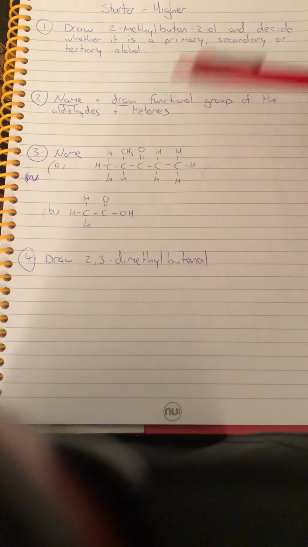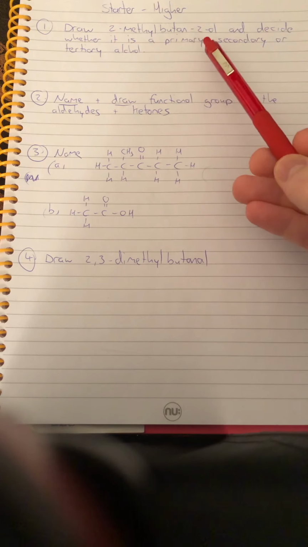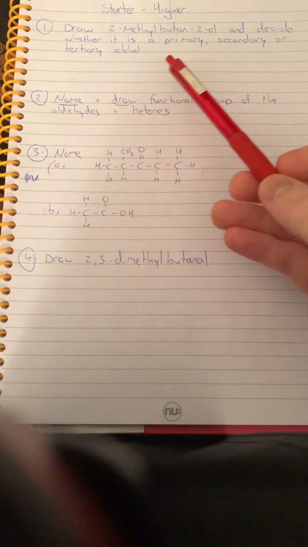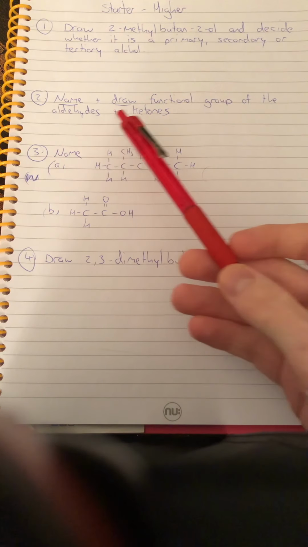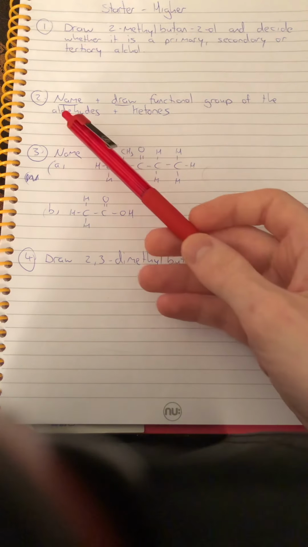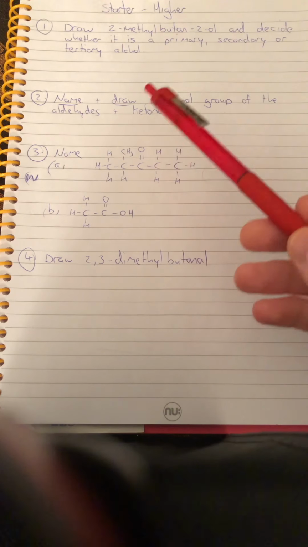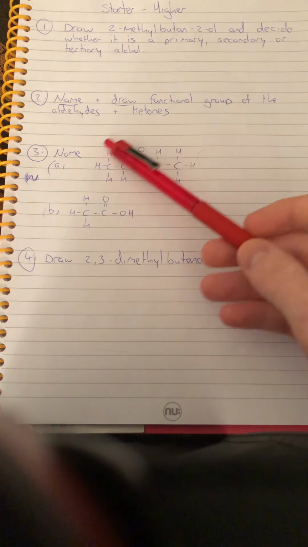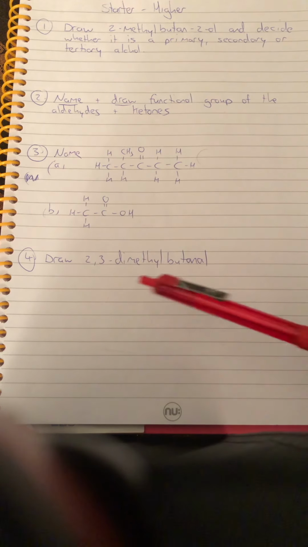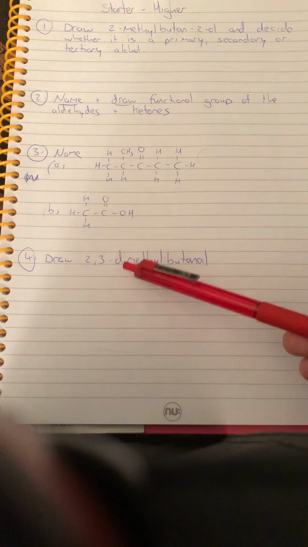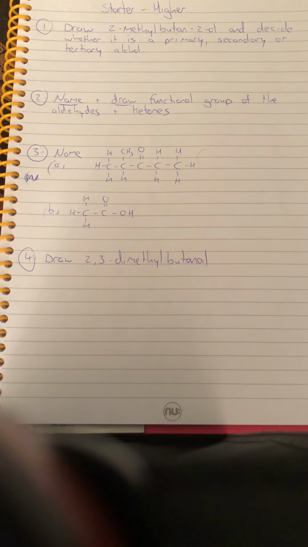So we've got 4 questions. First question, I want you to draw 2-methyl butanol and decide whether it's a primary, secondary or a tertiary alcohol. Question 2, I want you to name and draw the functional group of aldehydes and ketones. Question 3, I want you to name this molecule. Question 3b, I want you to name that molecule. And then question 4, I want you to draw 2,3-dimethyl butanol. Okay, so as usual, pause the video, complete the starter. I'm just about to go over it, okay?